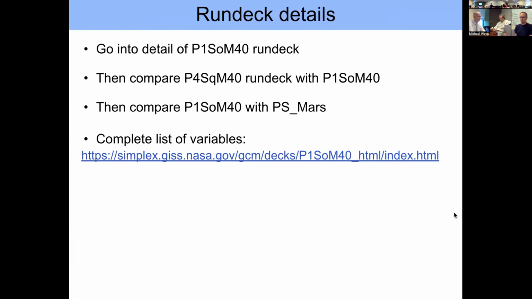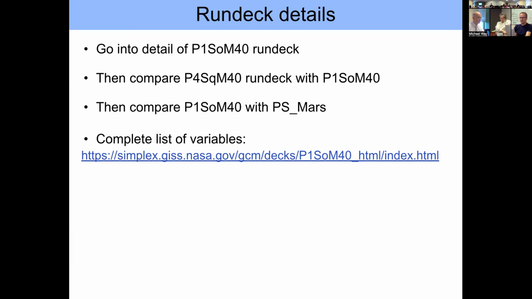Okay, so we will go a little bit deeper into the weeds and see the actual run decks. What we will do in a minute is look at this one run deck, P1SOM40, which is for Planet 1, SOCRATES radiation with dynamic ocean, M40 resolution, and then compare that with, for example, P4SQM40, forget about what the number means. So essentially we compare a run deck with the dynamic ocean versus a run deck with a Q-flux ocean. And then we can even compare the dynamic ocean run deck with one from Mars, which is going to be very, very different and, of course, as you can imagine, far simpler.